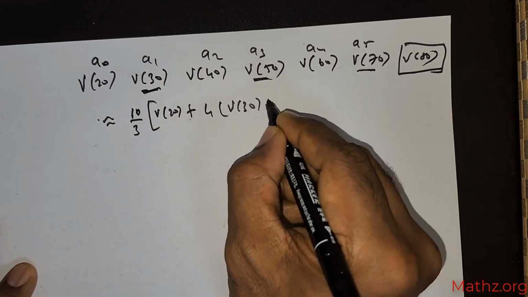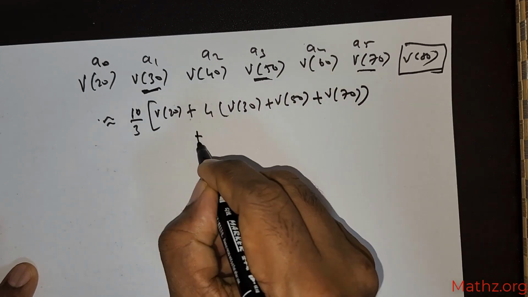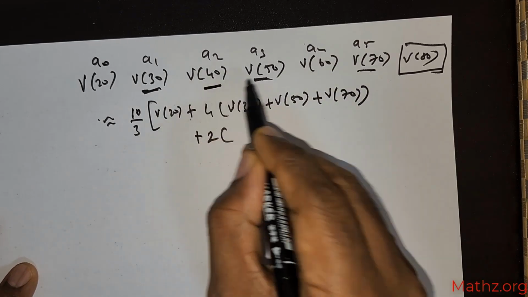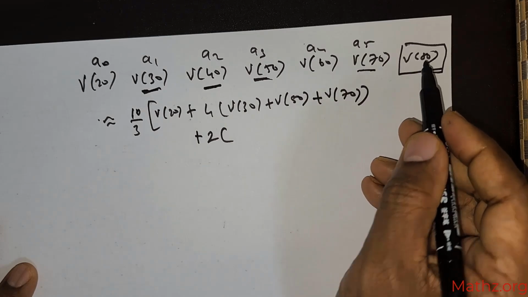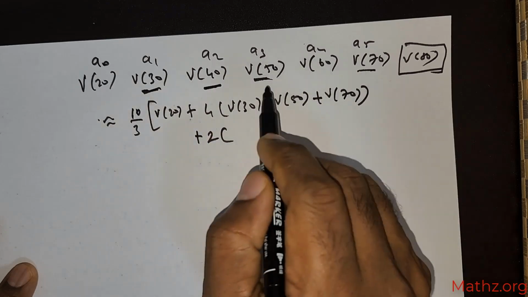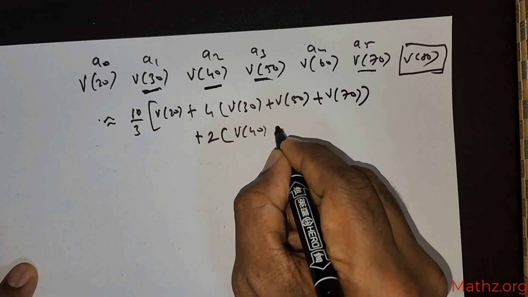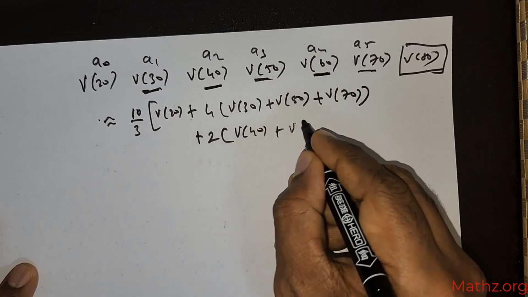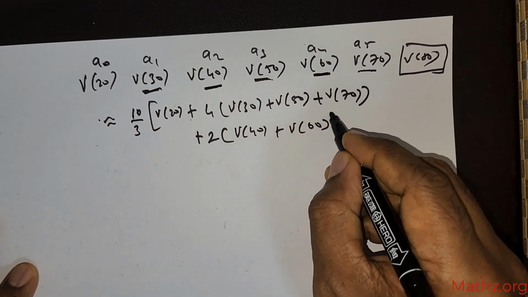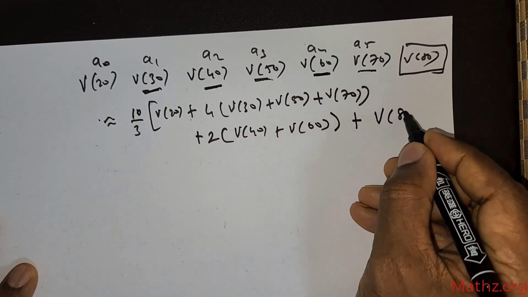So this is v of 30 plus v of 50 plus v of 70, followed by the even entries, all of the even entries. Don't touch the last entry, that is not counted here. So only those entries that are featured here. So the even entries are v of 40 plus v of 60, and we conclude by placing the last entry. That's going to be v of 80.